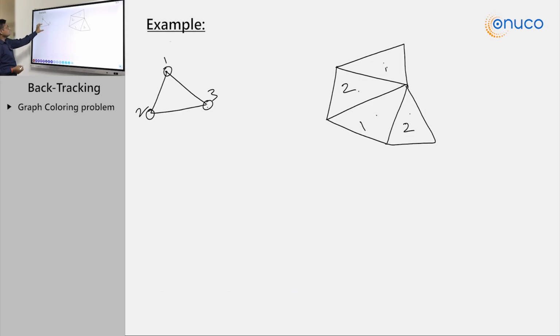So we can see that for 3 regions we are using 3 different colors because all the regions are adjacent to each other. Hence 3 colors to be used. Here you can see that we have more regions, 4 regions, but we are able to manage with 2 colors to color the graph. That 2 is called the chromatic number.